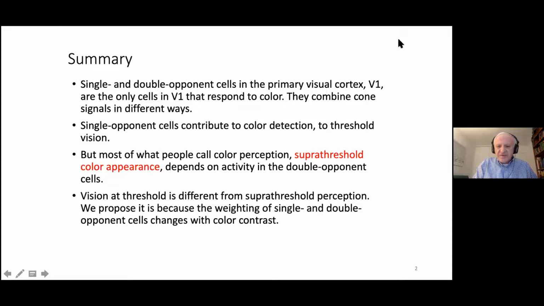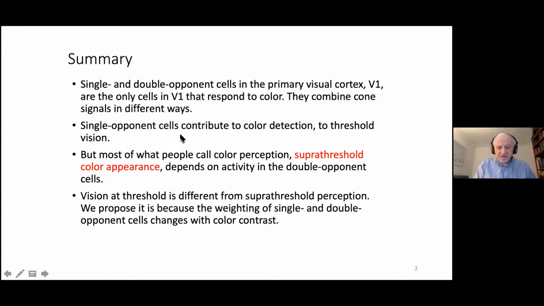If you look in the primary visual cortex of animals, and we generalize to humans, you can divide all of the cells that respond to color into two groups, the single and double opponent cells. We'll talk about them in detail in case they're not familiar to you, but for many of you, they will be familiar. These two groups of cells combine the cone signals in different ways, and we'll go over that.